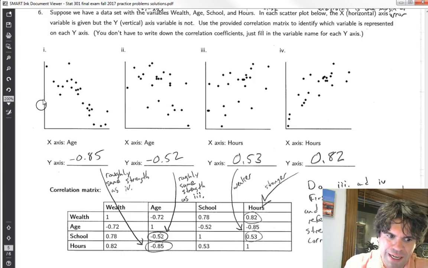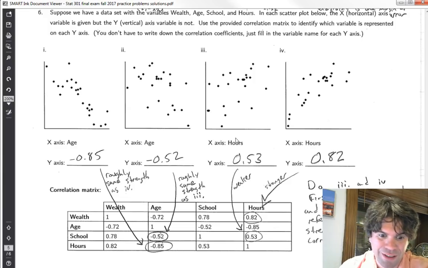So I've got 2 plots with age on them. I've got 3 negative correlations, and they're not that far apart from each other: negative 0.52, negative 0.72, negative 0.85. This is actually kind of tough.